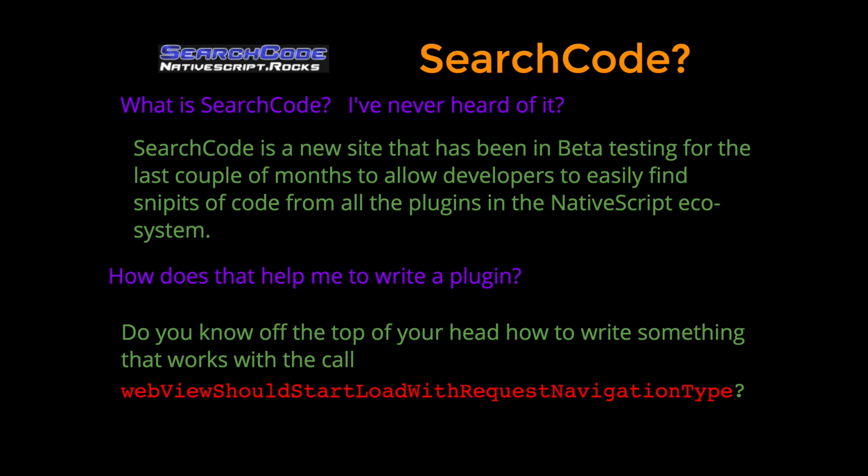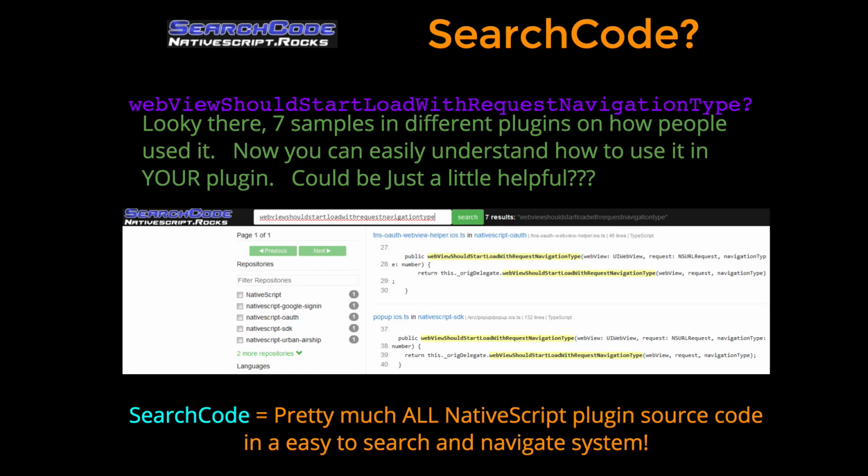Do you know off the top of your head how to write something that works with the call web view should start load with request navigation type? I'll tell you what, I don't even know what that one is off the top of my head. So the first thing you do is you go to http://searchcode.nativescript.rocks and you type in the search box, web view should start load with request navigation type. Look, there's 7 samples so far in the plugins on how people have used it in their plugins. By reading the source code, you can see and understand how you can use it in your plugin. That could just be a little helpful for when you're developing your own plugin.